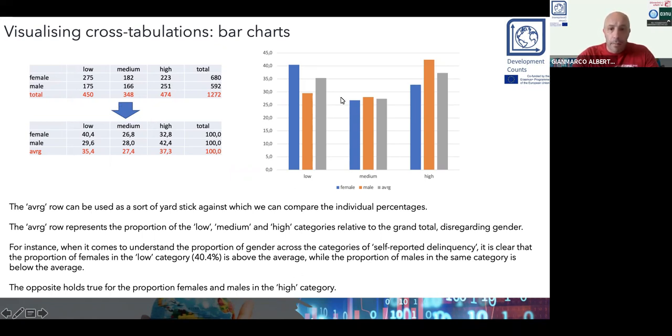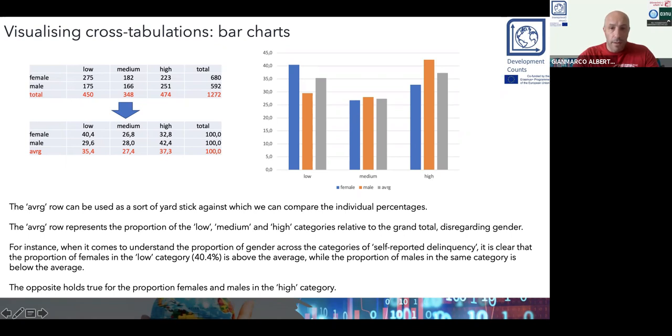Now, to the right-hand side, you can see a bar chart, which is based on the second table, the one with raw percentages. So we have these blue bars representing the females and the proportion of the females in each level of self-reported delinquency. The orange bar is representing the males, and the gray bar is representing the average percentage. And so we have three groups of three bars. On the horizontal axis, you can see the three categories of the level of self-reported delinquency: the low category, the medium category, and the high category.